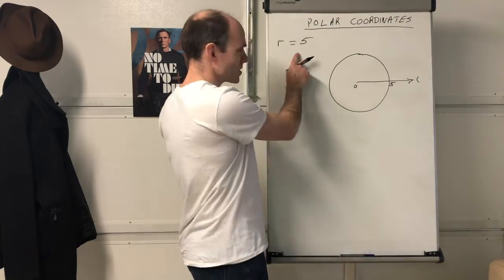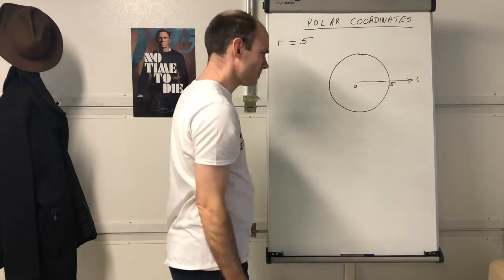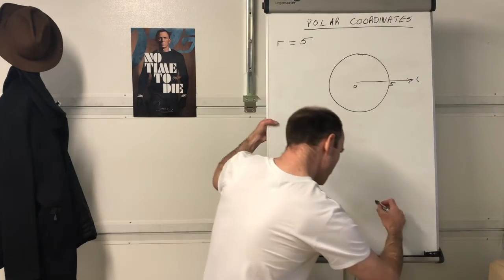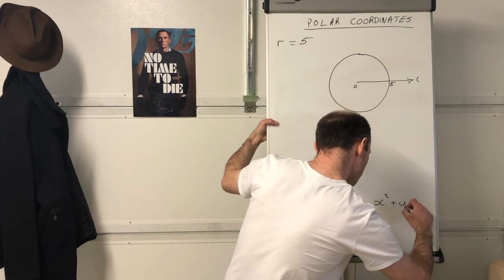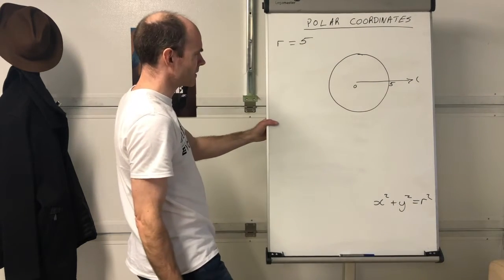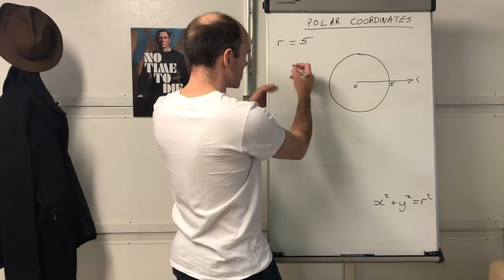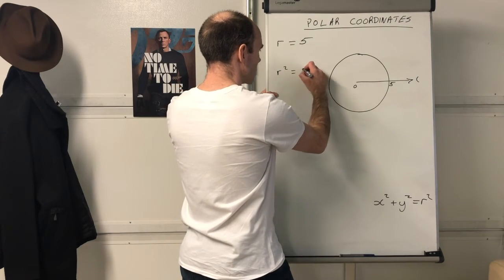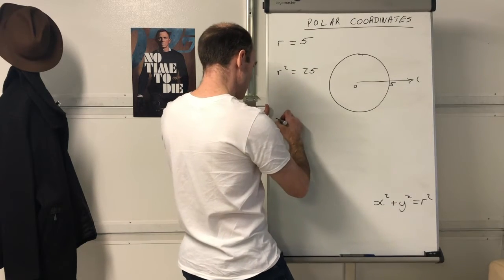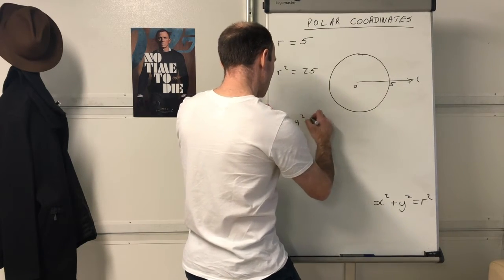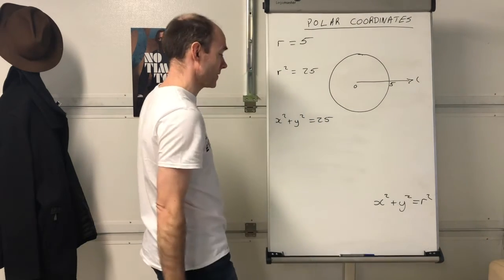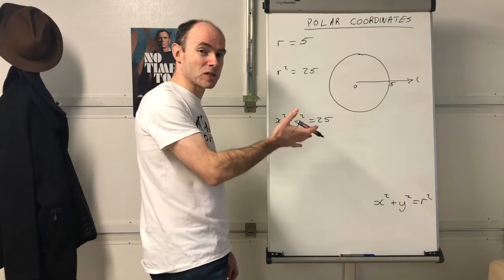What is the Cartesian equation of that? Well, do you remember, one of the relationships I wrote down was this: x squared plus y squared equals r squared. Well, if I were to square both sides of that, you'd have r squared equals 25. And then for r squared, you just substitute in x squared plus y squared equals 25. And that's your Cartesian equation, which you probably knew anyway. But that's a simple example for you.